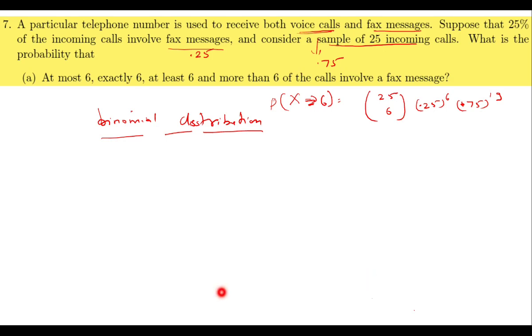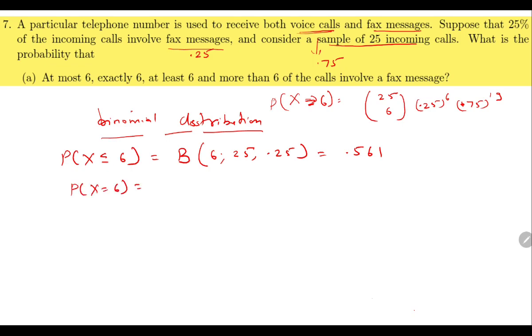So for the binomial distribution, the first question, at most 6, you have to ask for the cumulative distribution for 6. For cumulative distribution you use capital B: 6, n is 25 and probability is 0.25. If you see the table, it is 0.561. Exactly 6 is binomial distribution with x equal to 6, which is small b: 6, 25 and 0.25, it is 0.183, and so on can be computed.